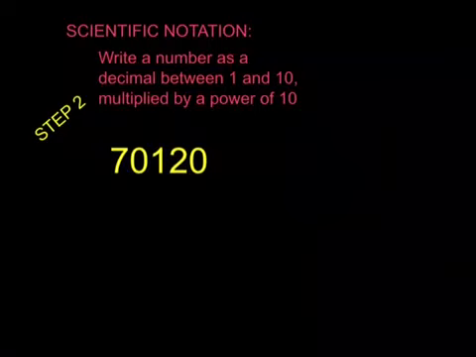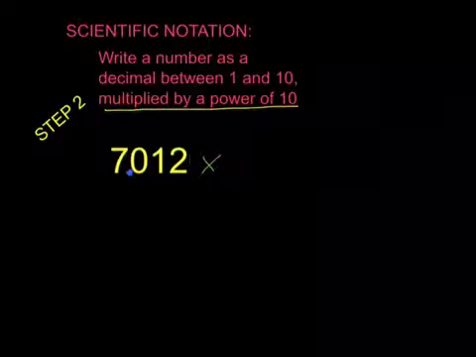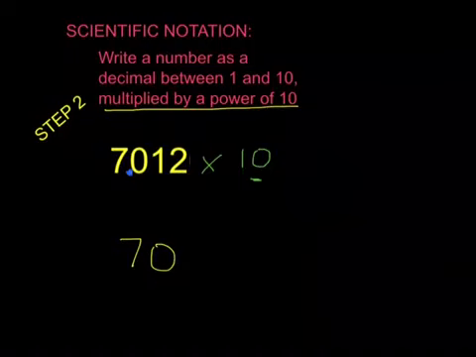In step 2, we are going to now multiply this by a power of 10. So it's 7.012 times 10. 10 is always your base when you're using scientific notation, and we're going to multiply it by a power of 10. How do we figure out what we're going to multiply it by? Well, you have to take a look at what the original number was, which is 70,120. You're going to count the places behind where you put the decimal. So we put the decimal here, so we're going to count 1, 2, 3, 4 places.